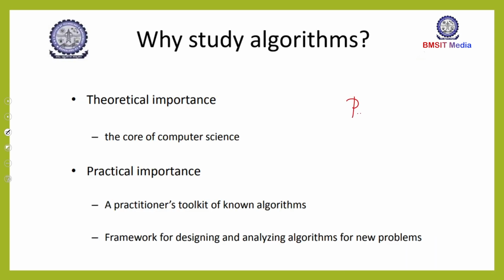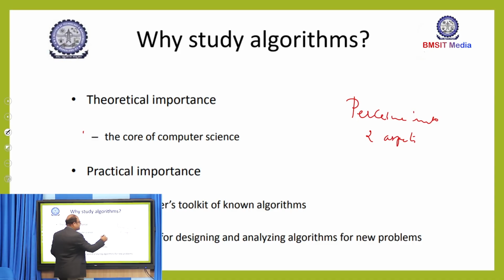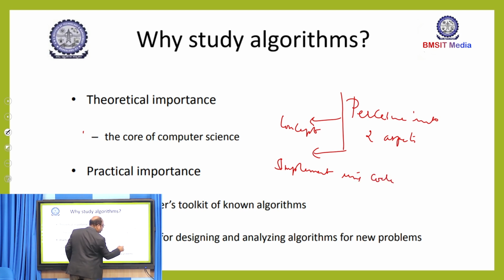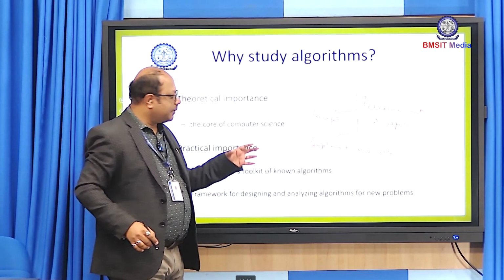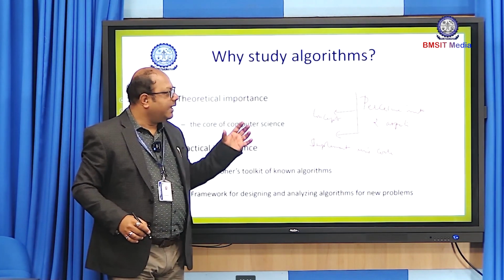Then we can perceive the algorithm in two aspects. One is the theory aspect, the second one is the pragmatic aspect. Theory aspect means you will understand the concept, whereas in the practical aspect you are going to implement it using some code. This code can be C, C++, Java or Python, whichever high-level language we can use, and accordingly we can implement it.